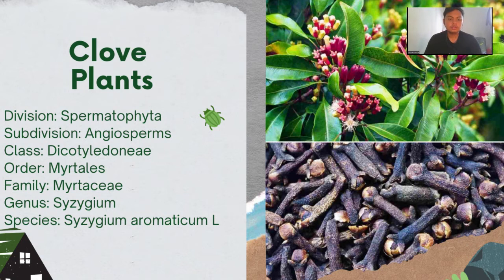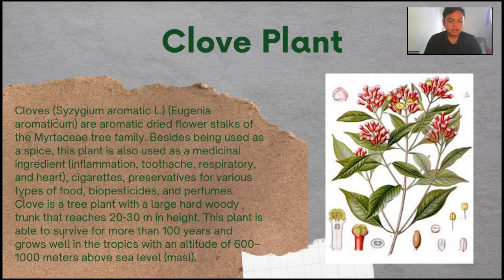I want to tell about the morphology of clove plants. The division is Spermatophyta, the subdivision is Angiosperms, and then the class is Dicotyledon, and then the order is Myrtales, and then the family is Myrtaceae, and then the genus is Syzygium, and then the species is Syzygium aromaticum L.